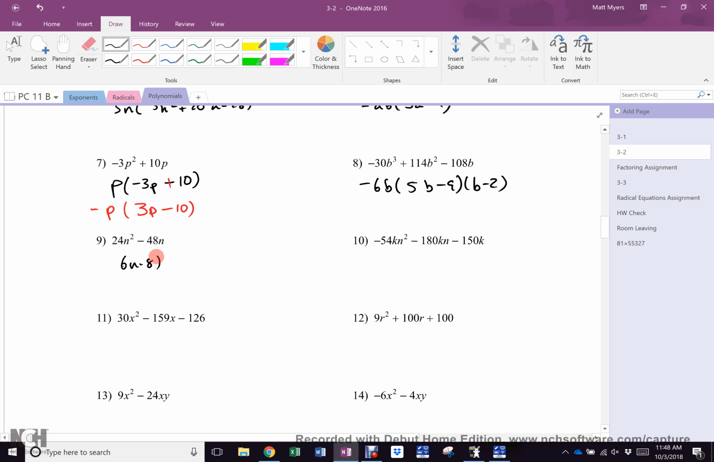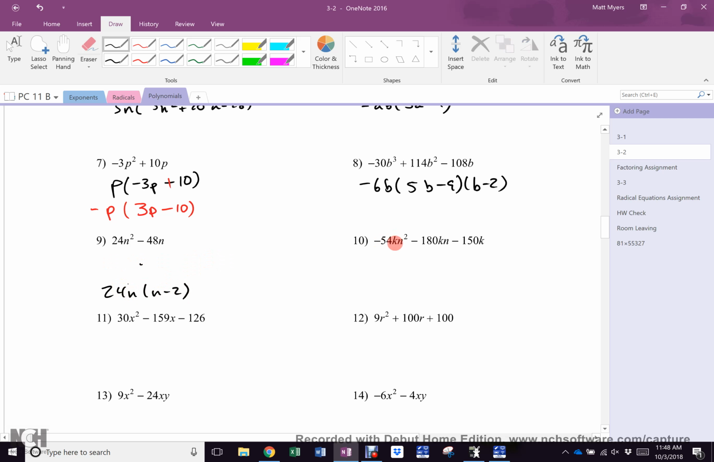6n minus 8 times 4n minus 6. Is that okay? I think it's 24n bracket n minus 2. It's 24n minus 2. Or you can put out the n. 24n. Yeah. 24n, n minus 2.